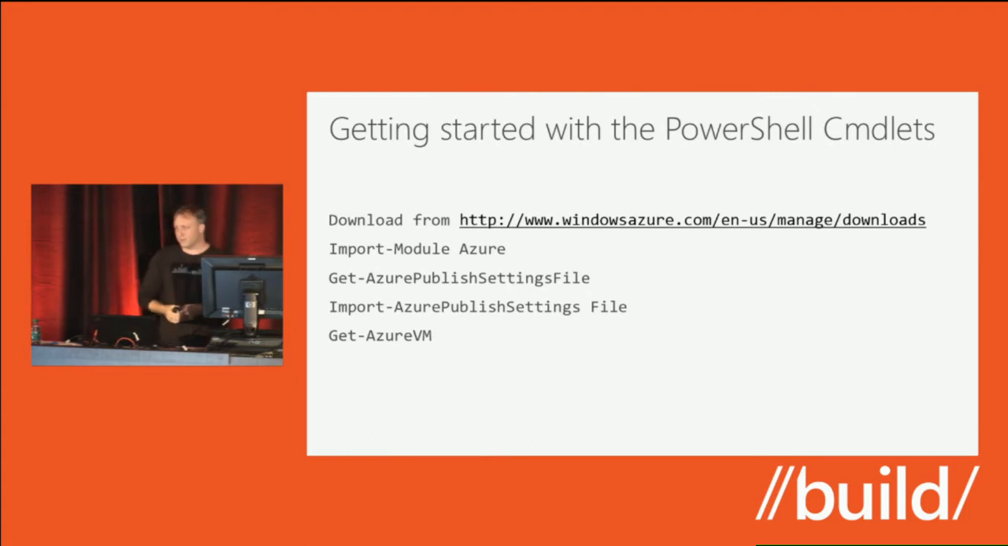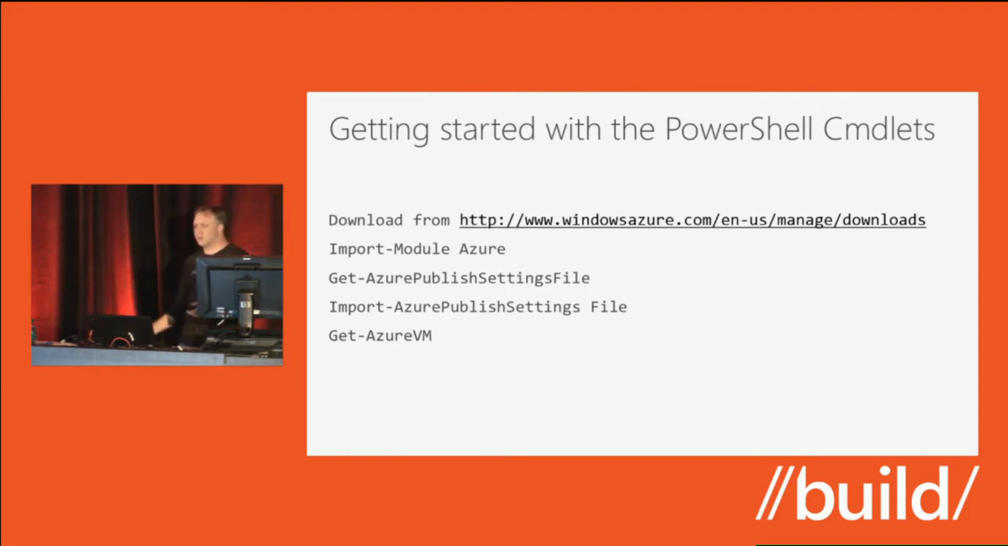You call Import-Module Azure, and this will add all the Windows Azure PowerShell commandlets to your script session. Then you can call Get-AzurePublishSettingsFile, and this isn't nearly as cool as it sounds. It should sound like it's going to automatically download something. What it does is pop up a web browser and take you to the place where you can download your publishing profile.